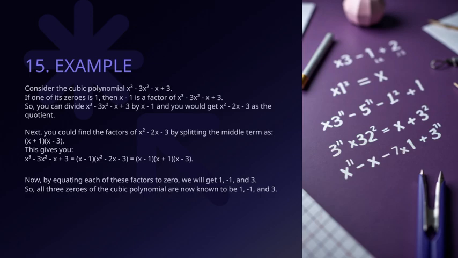Consider the cubic polynomial x³ - 3x² - x + 3. If one of its zeros is 1, then x - 1 is a factor of this polynomial. So you can divide x³ - 3x² - x + 3 by x - 1, and you will get x² - 2x - 3 as the quotient.